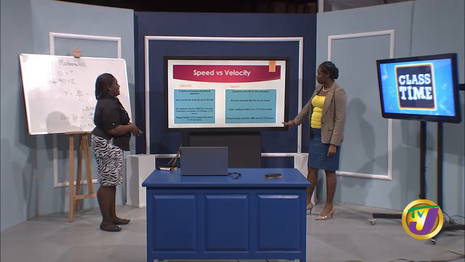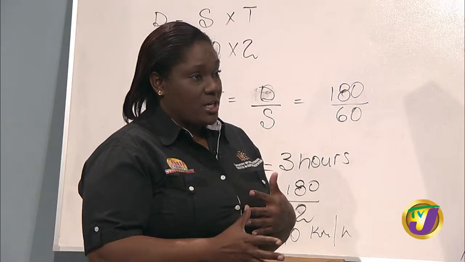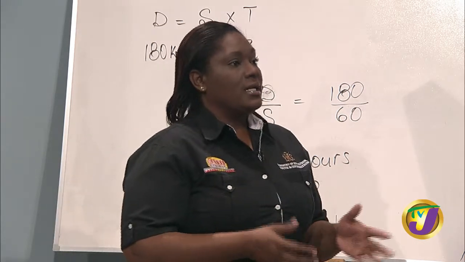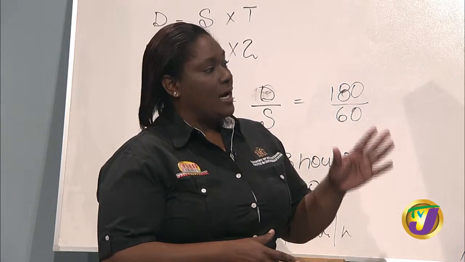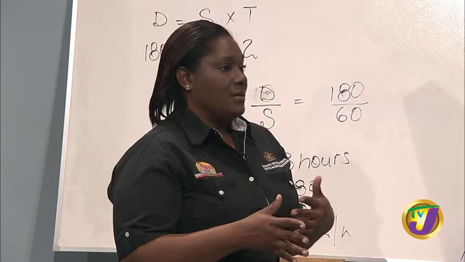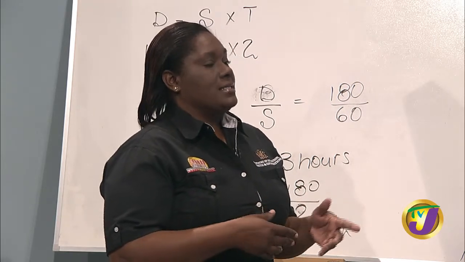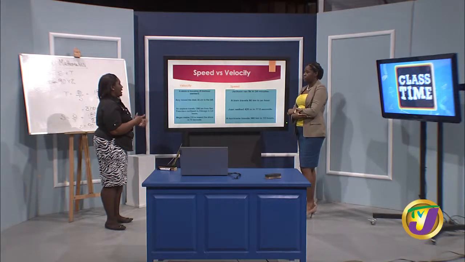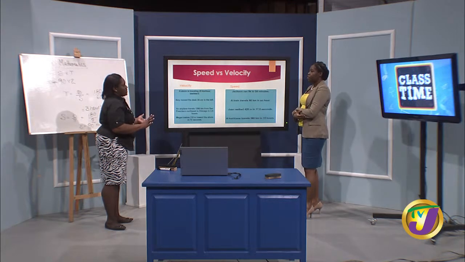We need to note that the importance is the direction. You made mention of a vector. The vector has magnitude and direction. That is what a velocity looks like. It can be represented as a vector because it gives size and direction. While the average speed has no direction in it.